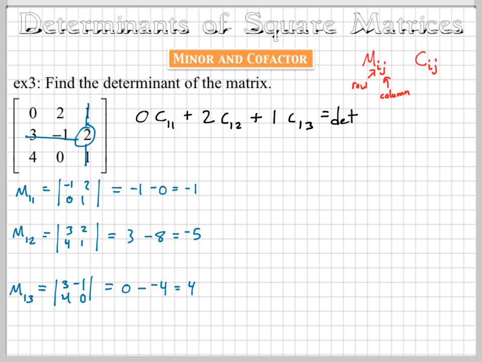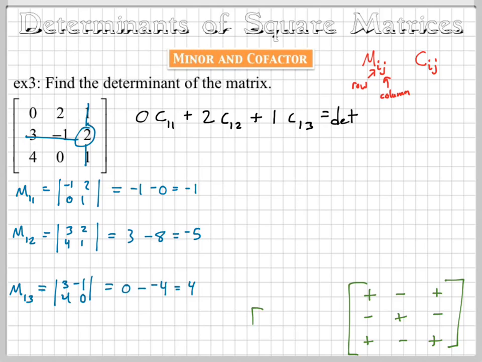Now, in order to find cofactors, you need to know what a sign matrix looks like. I don't think it's called a sign matrix. I'm just kind of making that up. You always start with plus here, and then you go out and you alternate. So it's plus, negative, plus, and then it goes negative, plus, negative, and then it goes plus, negative, plus. This is the sign matrix for a 3 by 3.